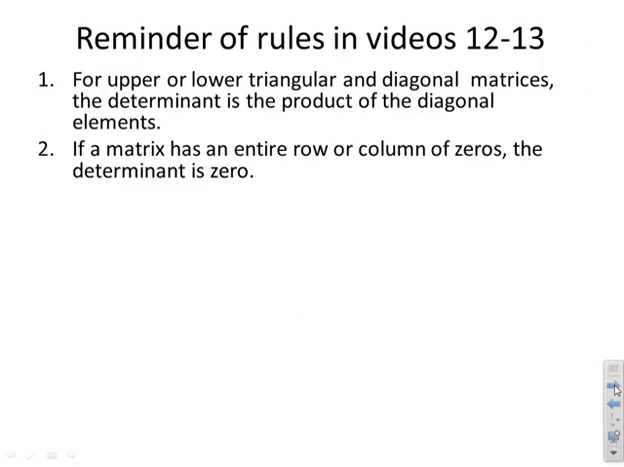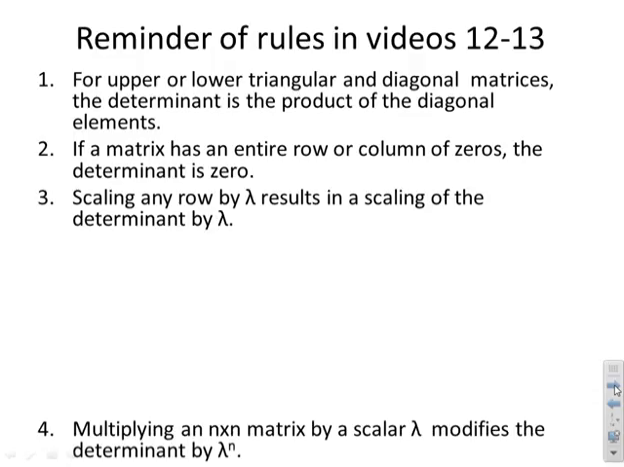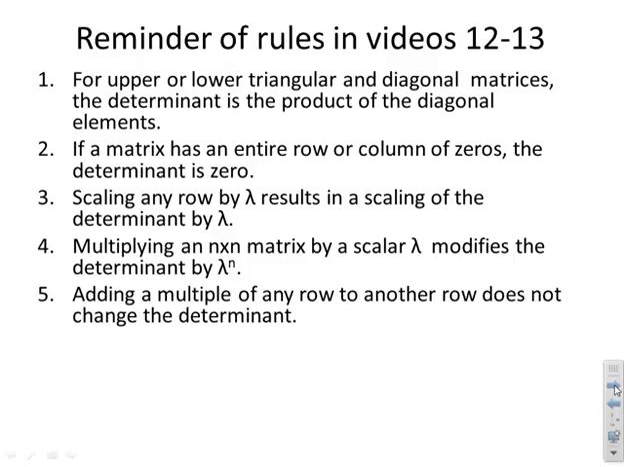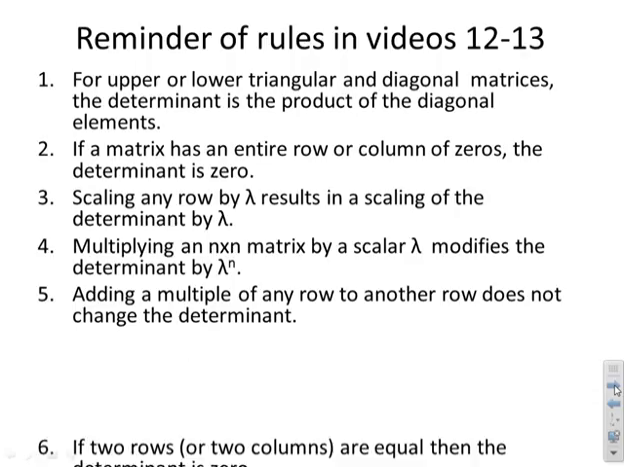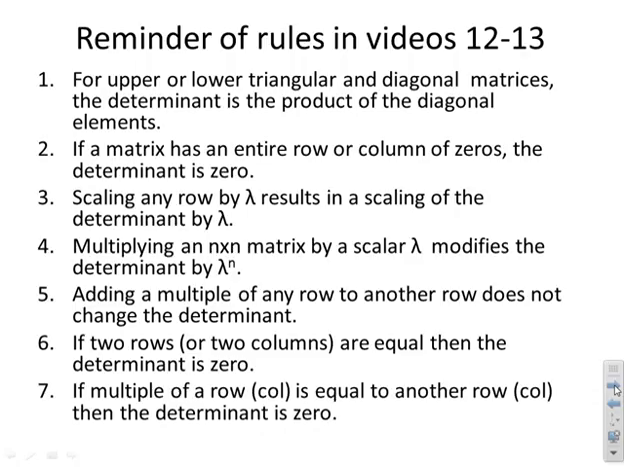If a matrix is upper or lower triangular, then the determinant is the product of the diagonal elements. If a matrix has an entirely zero row or column, the determinant is 0. If you scale any row by lambda, you scale the determinant by lambda. If you multiply a matrix by a scalar, you multiply the determinant by lambda to the n. If you add a multiple of any row to another row, it does not change the determinant, and same for columns. If two rows or two columns are equal, the determinant is 0, and indeed if a multiple of any row or column is equal to another row or column, the determinant is 0. Those are the rules we've already covered.